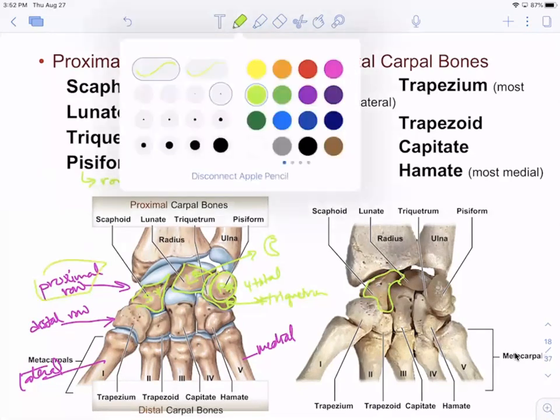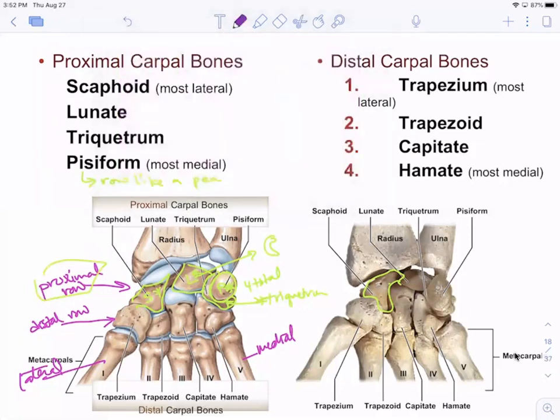Distal row, you come back out to lateral. And so most lateral is trapezium and then trapezoid. Then you have capitate and you have hamate. And hamate actually has this little handle that sticks out. This handle right here, if you looked at it in 3D, it's a projection or a little handle off the hamate bone. And so you have that.